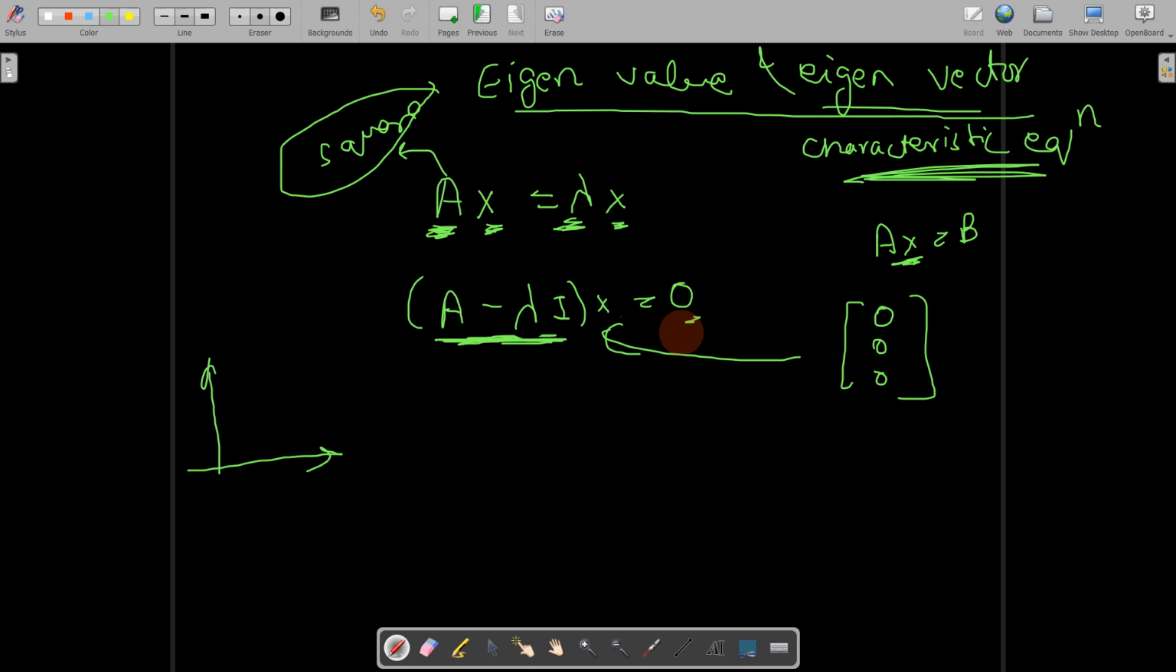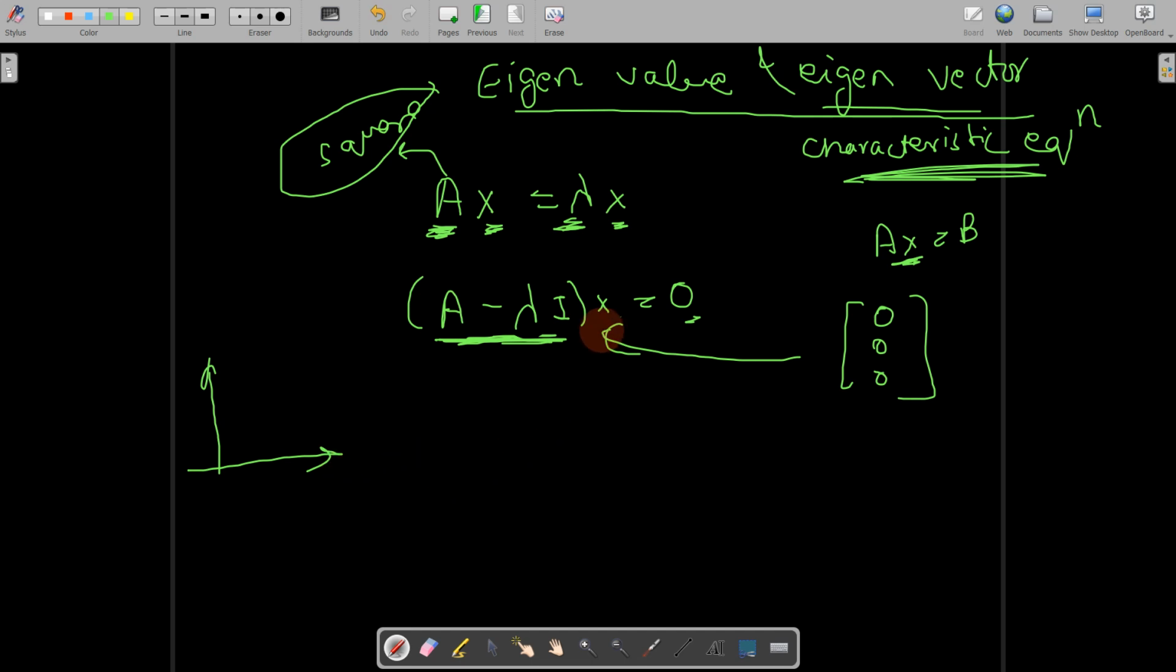Okay. So that we don't want, because we want such lambdas, right? Such that the eigenvector corresponding to it should be non-zero, or the null space should be non-zero, non-trivial, right?